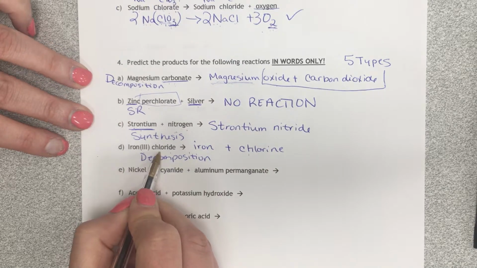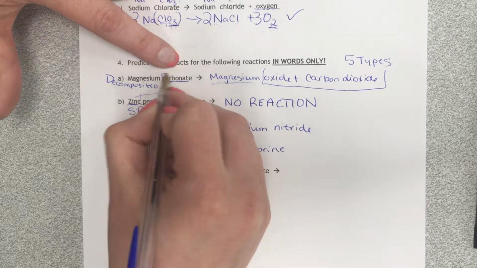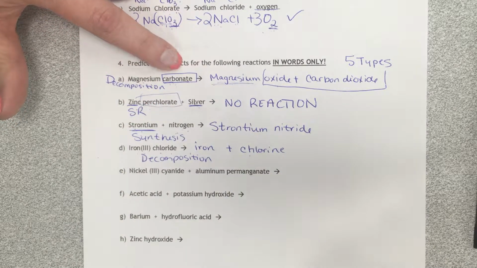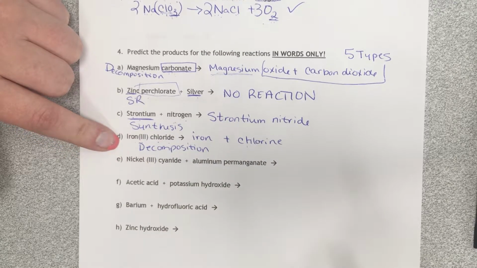And the difference between this decomposition and this one is that this one had one of the magical 3 exceptions, so you had to do something different. This one didn't, so we just separated it. It's very easy.